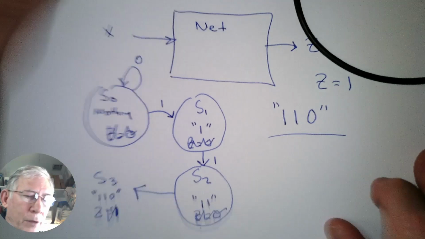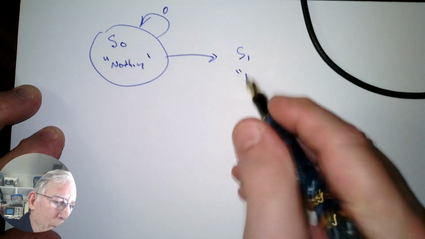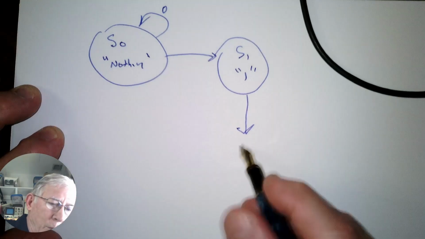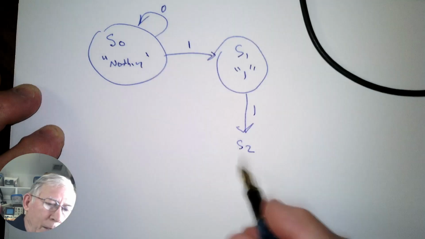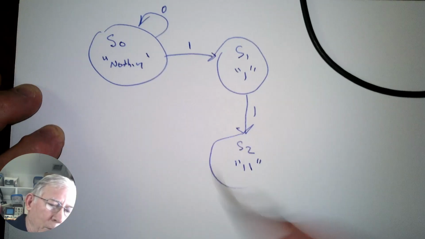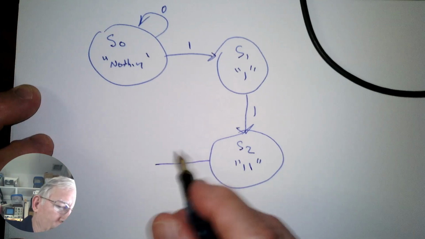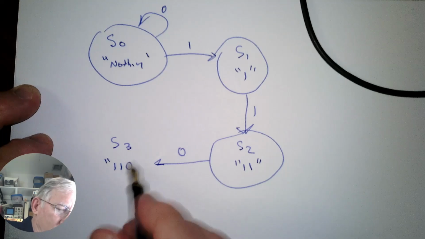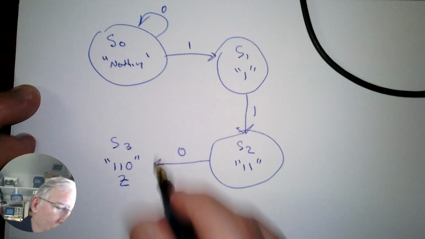So we could redraw this and make it a little neater. We'll do S0, and that'll be nothing. We'll stay here on a 0, and on a 1, we'll go to S1. Now we have a 1. Z is still 0, and we're just not going to say anything about it. Then we go to S2 on another 1. Now we have two 1s, but we still don't have a target, so Z would still be 0. And then finally, we get a 0, and now we're in S3. We have a target, 1, 1, 0, and we have Z equals 1.